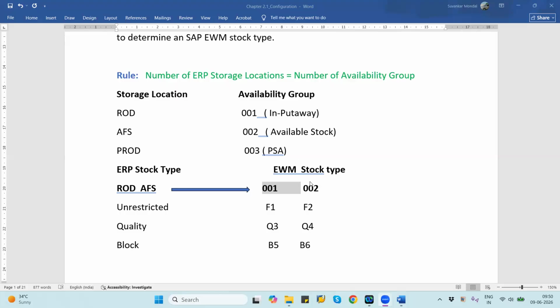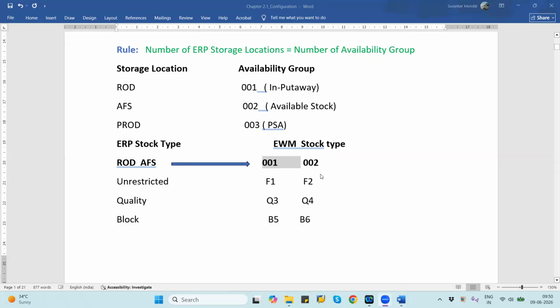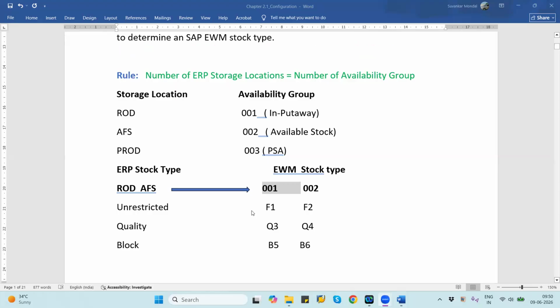So only this concept is a little complex. The other organization structure is simple. So Shanto, is it clear, sir, for you? Like what is the stock type, the EWM stock type?